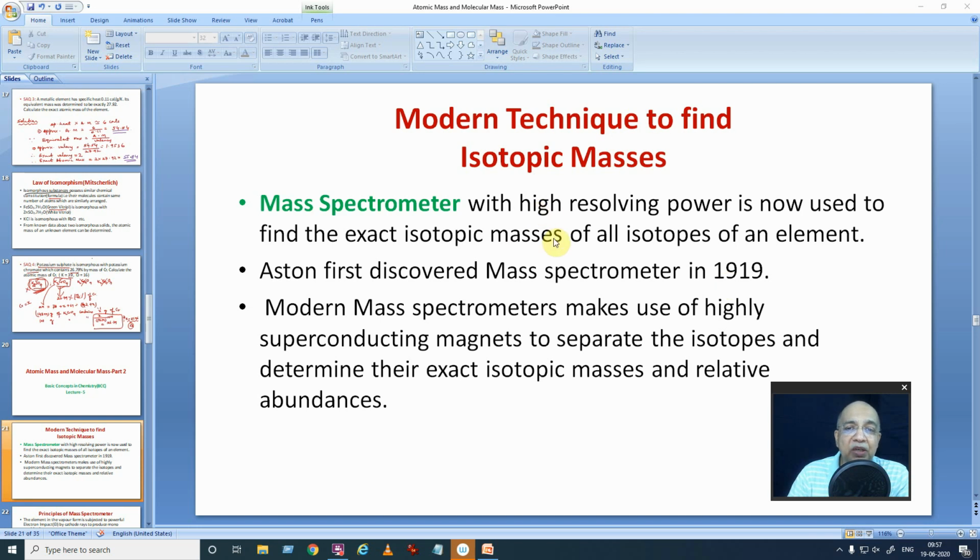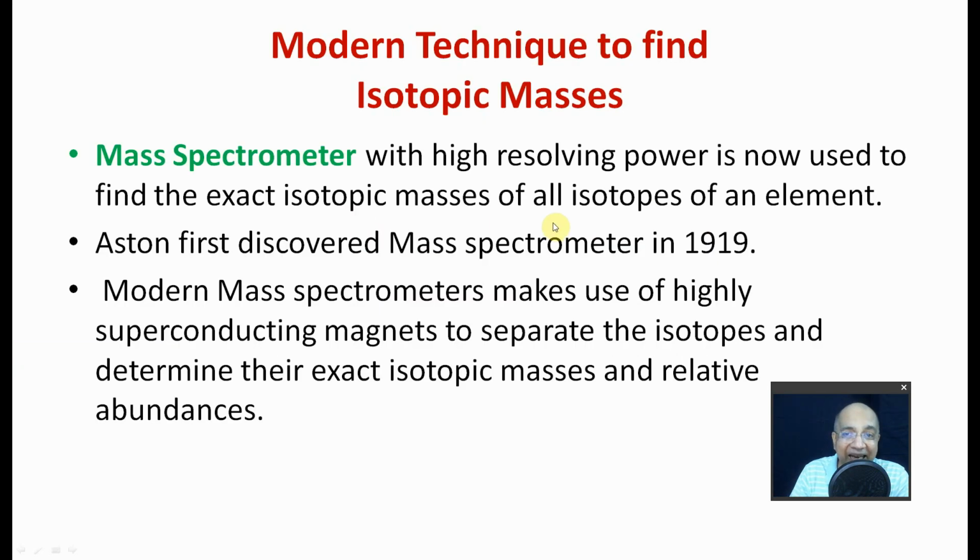So, a mass spectrometer with high resolving power. Resolving power means to separate, to resolve the different isotopes into different parts, not mixed with each other. High resolving power is now used to find the exact isotopic masses of all isotopes of an element. Modern mass spectrometers make use of highly superconducting magnets to separate the isotopes and determine their exact isotopic masses, correct up to several places of decimal.